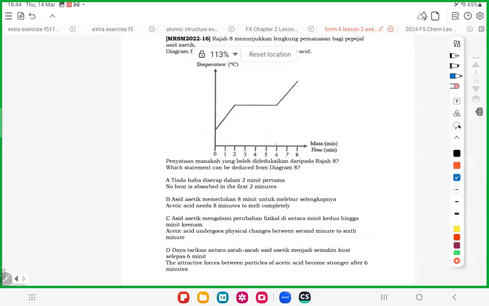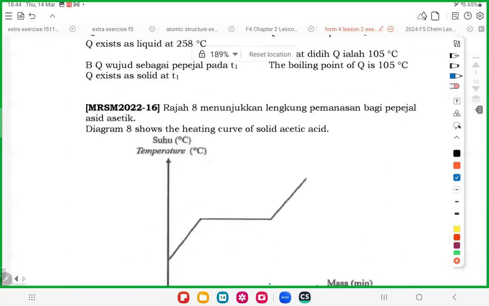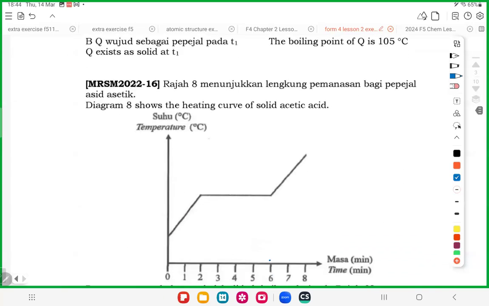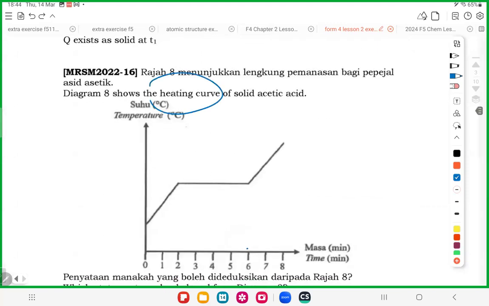Okay, this is a MRSM trial exam paper, in the year of 2022. So they show you a heating curve. This heating curve only has one staircase. One staircase maybe is melting, maybe is boiling. How to know? Read the question carefully.